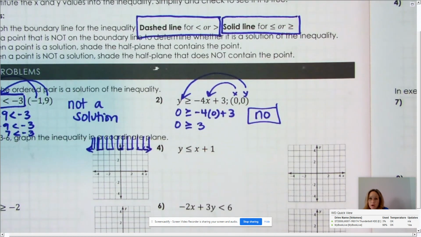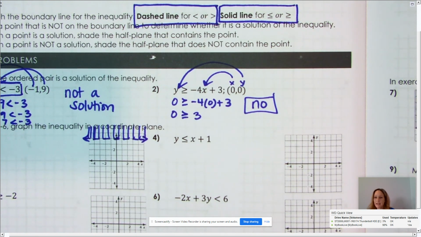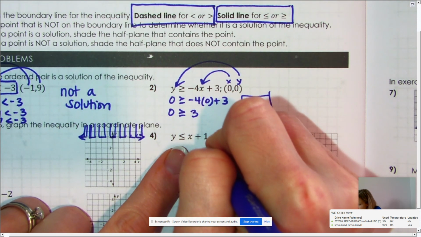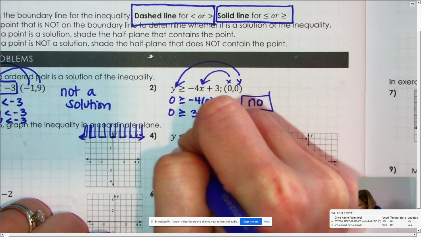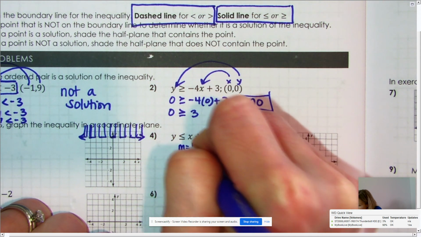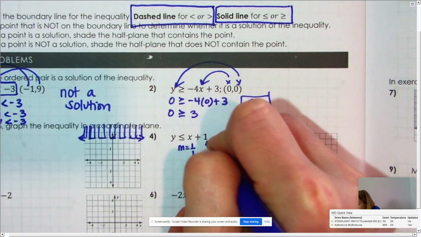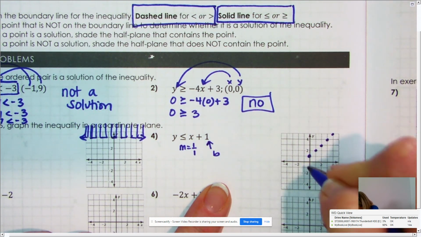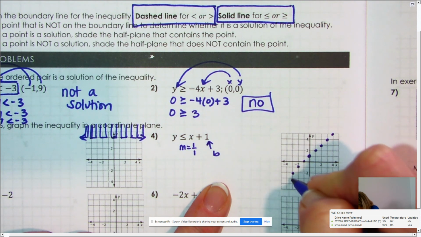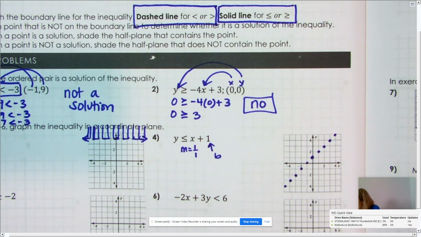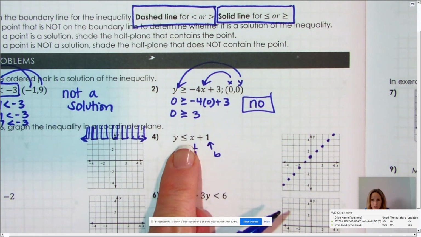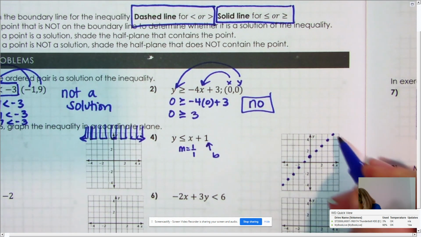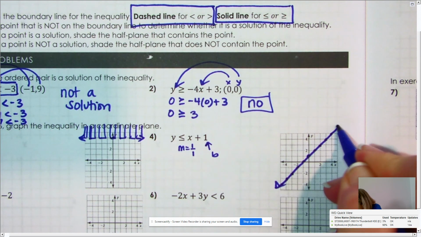Okay, question number 4. Now we have a normal, diagonal-ish line. It's a word, I promise. So remember, this is where I begin. And then my m would be 1x, so 1 over 1. So I'm going to begin at positive 1, and then I'm going to go up 1 over 1. And I need to think about how I'm going to connect these dots. Well, it has the equal to underneath, so that tells me I'm going to make a solid line. So I'm going to use a solid line to connect the dots, okay?